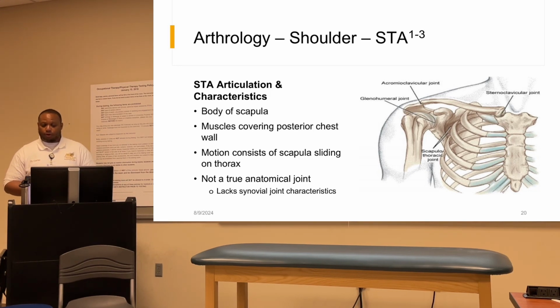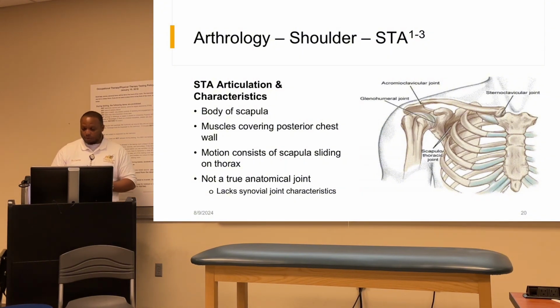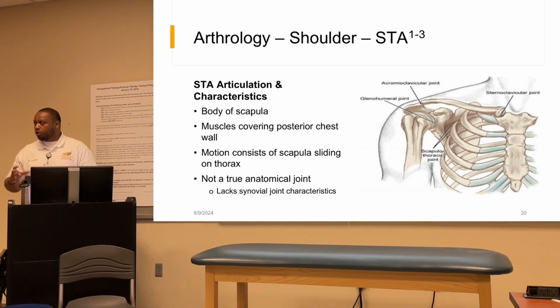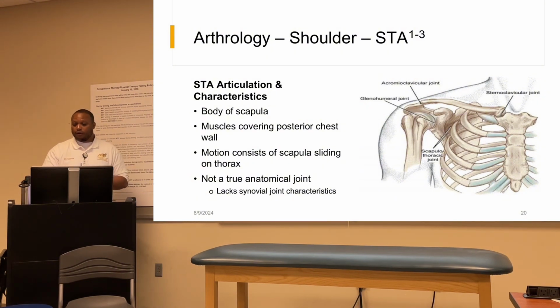This is typically referred to as a false anatomical joint, which lacks synovial characteristics because you don't have an intimate joint relationship when we're talking about osseous structures articulating with each other. In most of the other joints that we see, you have osseous structures articulating with each other. Whereas with the scapulothoracic articulation, you have an osseous structure moving on the posterior chest wall, which is moving on muscles of the posterior chest wall.